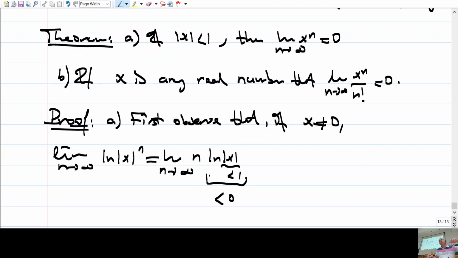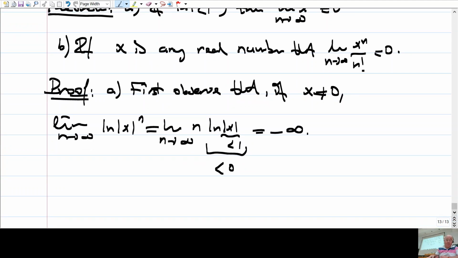And then you multiply this negative number by n and you let n go to infinity. So you have a negative number, you multiply by 2, by 3, by 4, and so on. Of course, this will go to minus infinity. All right. So this limit is minus infinity. But then we have the following.